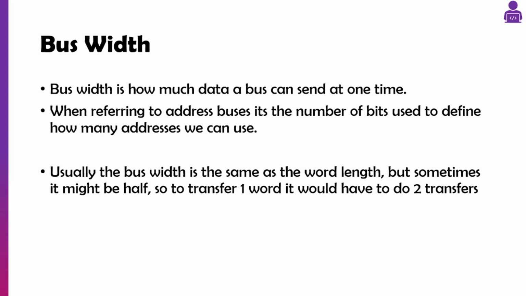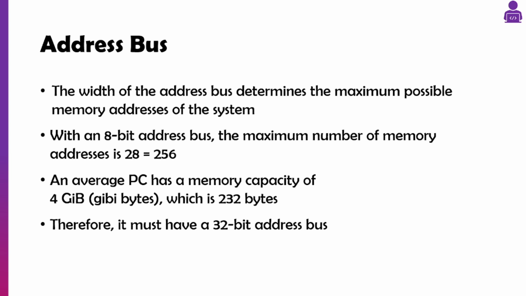Another contributing factor to speed is bus width. That's how much data you can send at a time. Think of the width of a road. If you've got 3 lanes, that's 3 buses or 3 sets of people being transferred. When we're looking at the address bus, it's the number of bits used to define how many addresses we can use, and the bus width is the same as the word length, but sometimes it might be half. The width of the address bus determines how many places we can go to, how many possible memory addresses there are. With an 8-bit address, we can have 256 memory addresses.